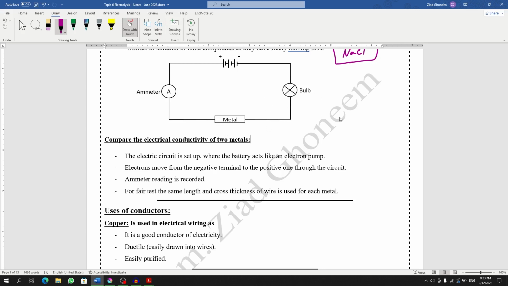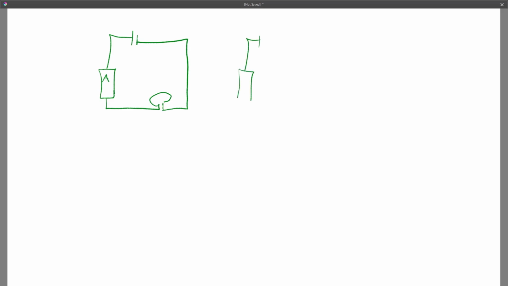Okay, now if we want to compare the electrical conductivity of two metals, there is actually a simple way to do that. We make a simple circuit like that, and this will be metal A right here. Here we have a bulb because we need an indicator of the intensity of the current flowing, and we close our circuit. And we have another circuit, and we have metal B right here. Again, another bulb, and we close our circuit.